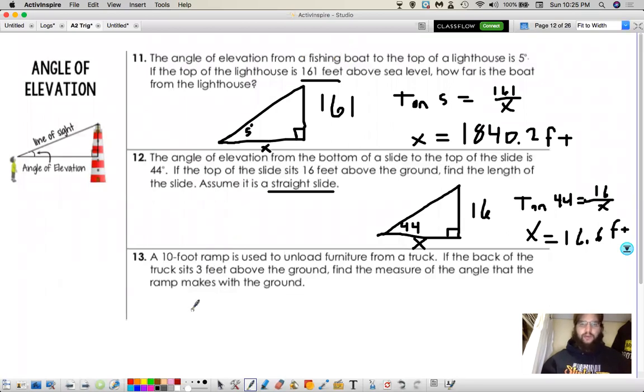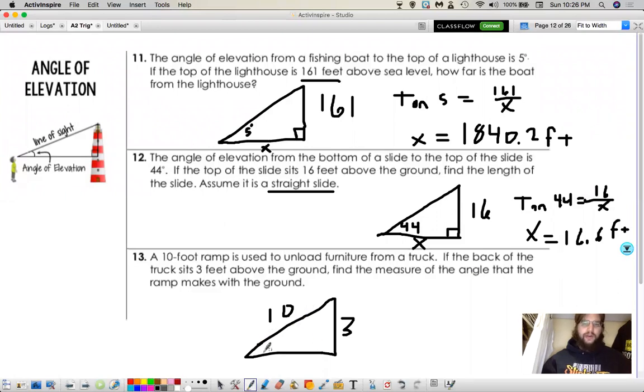Okay, so this one sounds a little more interesting. A 10-foot ramp is used to unload furniture from a truck. So think about it. Is this the ramp? No. Is this the ramp? No. This is the ramp. So this is 10 feet. The truck sits 3 feet above the ground. That's 3 feet. And it says find the measure of the angle that the ramp makes to the ground.